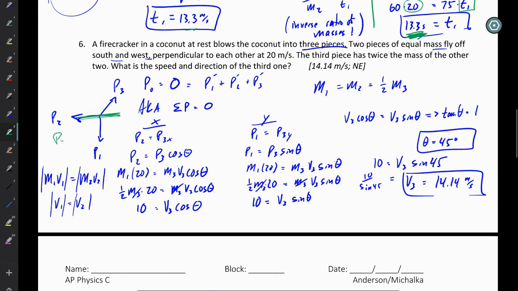So P2 and P3x have to be equal in magnitude to each other to offset each other. And we have some information about those, so plug in, chug. And in the y direction, we know that P1 and P3y have to be equal to each other. So in this way, we're finding out something about P3x and P3y, and then finally in the end, we can put those pieces together to know something about the velocity of that object, the velocity of object 3.